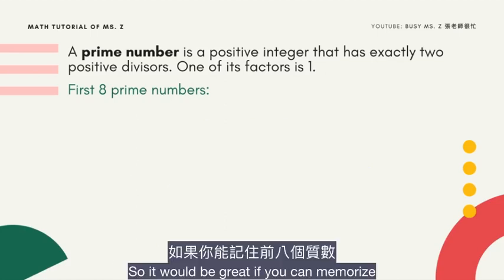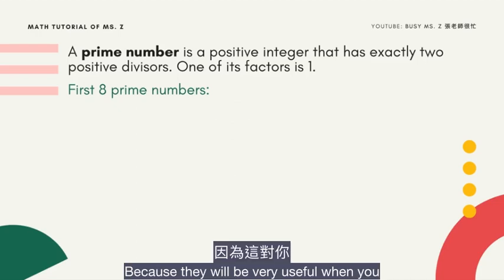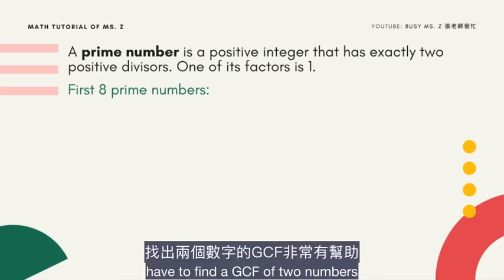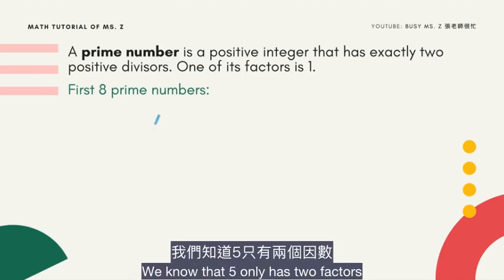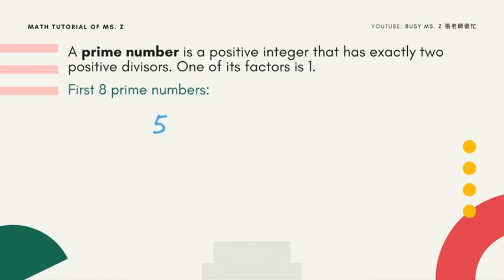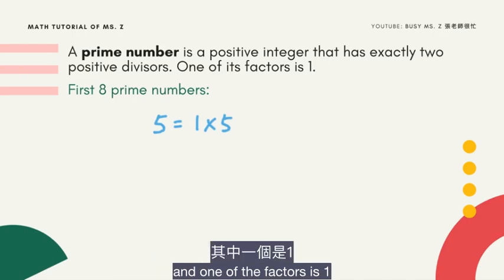It would be great if you can memorize the first 8 prime numbers because they will be very useful when you have to find the GCF of two numbers. Let's take the number 5 as an example. We know that 5 only has two factors, which are 1 and 5. And that makes it a prime number because it has exactly two positive divisors, and one of the factors is 1.